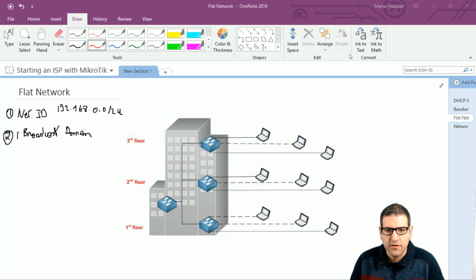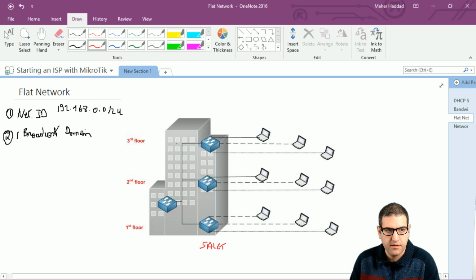Now, the third problem that we may have here is, in case, for example, we say, okay, for floor 1, I want all sales people to be connected to floor 1. So this switch here is connecting all computers which are from the sales department. And we say on floor number 2, I would like to have the finance. Okay, let me grab another color. So we say here, this is for the finance. And for floor number 3, we say here we have, for example, marketing.